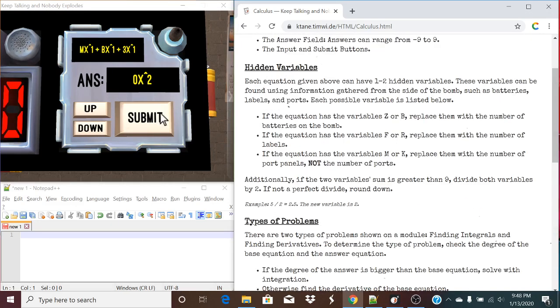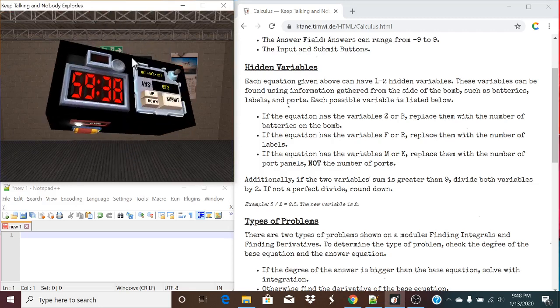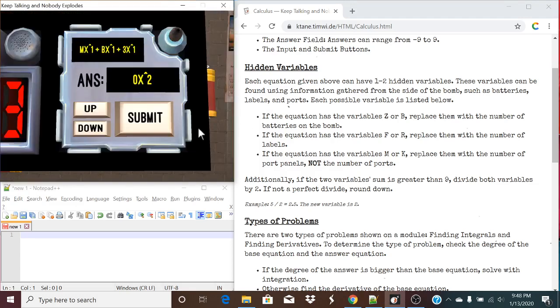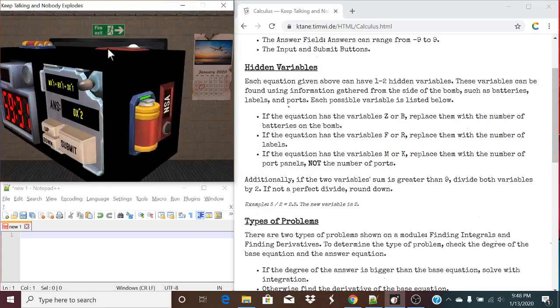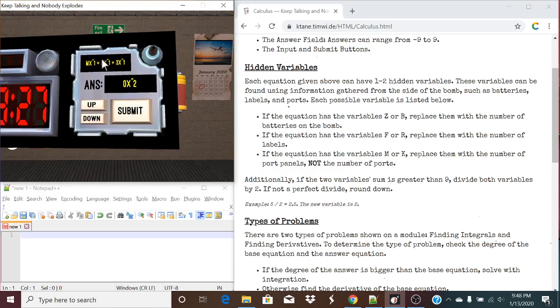So what we need to do is do like we always do and gather everything up into one variable. So m of x, once the lights turn back on, we're going to look for our port panels or port plates. 0 in this case, so it is irrelevant. Bravo x is the number of batteries. We have 1, 2, 3, 4, 5. So a 5 plus 3. So we are working with 8x to the power of 1.